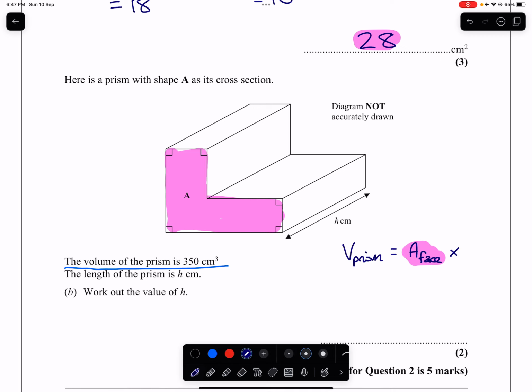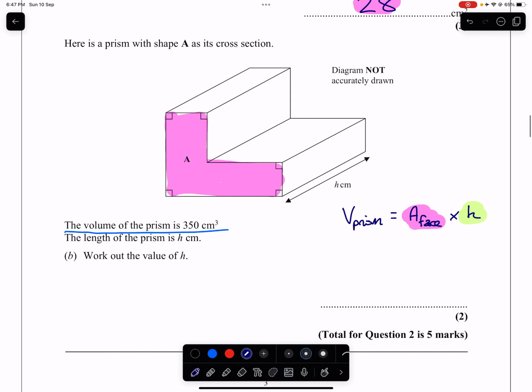I can just go ahead and turn that into an h straight away. The only reason I use L is because that's the letter that you will see in the formula that you're given at the front of the paper. So that's our formula. 350 is the volume of the prism, so I can sub that in here. 28 is the area of the face, so I can sub that in there. And we basically create the following equation.